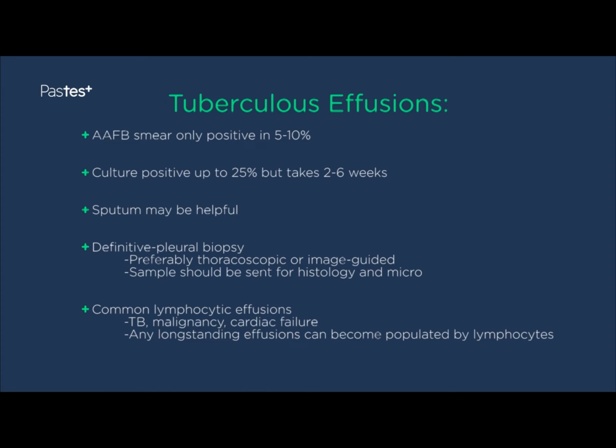Sputum may be helpful. However, a lot of patients with tuberculous effusions may not be producing sputum at the same time. The definitive test which one should go for, really, as soon as the diagnosis is suspected, is pleural biopsy. Preferably, this should be done thoracoscopically so that you get a direct view of the pleura and take samples from the appropriate area. If there are focal areas of abnormality of the pleura, the biopsy can be done under CT or ultrasound guidance. The sample should be split in 2 and sent separately for histology and microbiology.